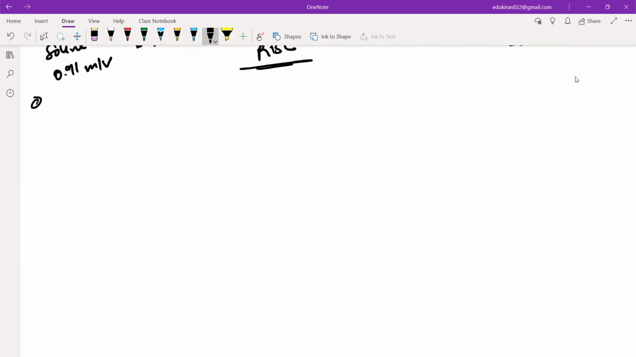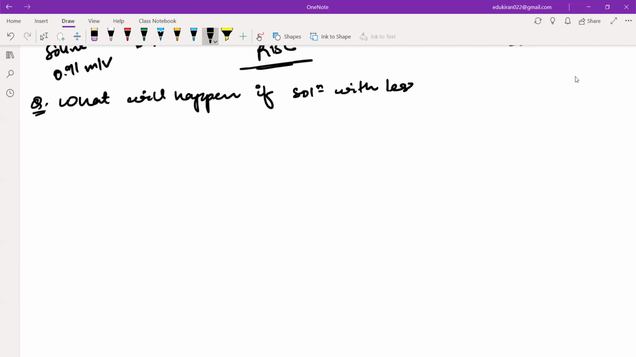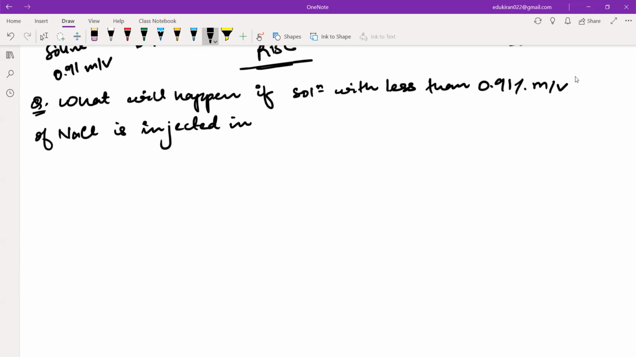Question. What will happen if a solution with less than 0.91 percentage m by V of NaCl is injected into the body? Okay, what will happen?